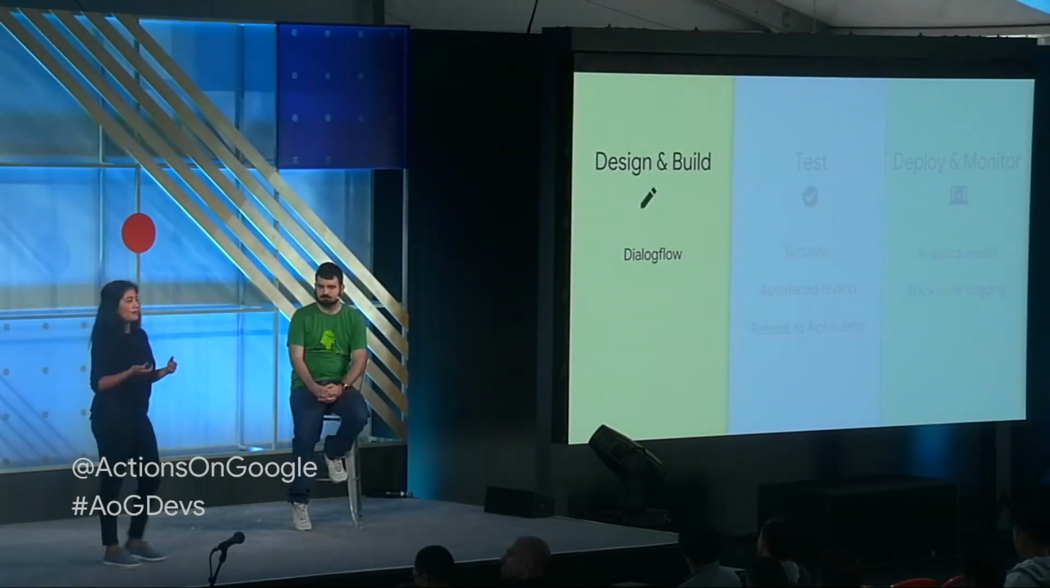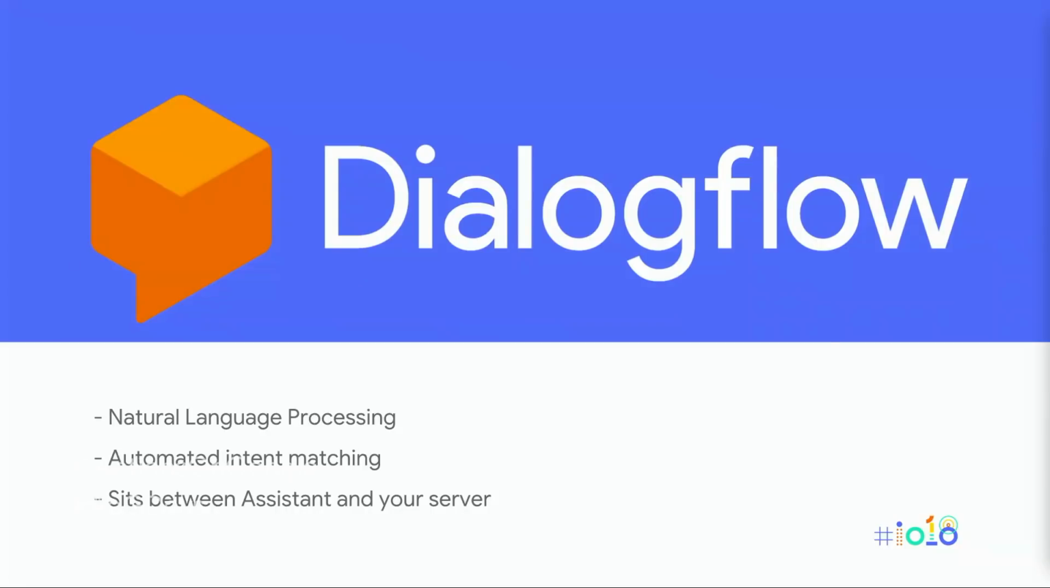Awesome. Let's start with design and build. So we'll do that with Dialogflow. Dialogflow enables you to build rich conversational experiences. How does it do that? It gives you natural language processing out of the box. So it takes unstructured user responses, and it automatically matches them to the intents and entities you defined. And you can handle this in your own server. So as a developer, you don't need to worry about knowing or writing your own machine learning models. It just works for you if you use Dialogflow.